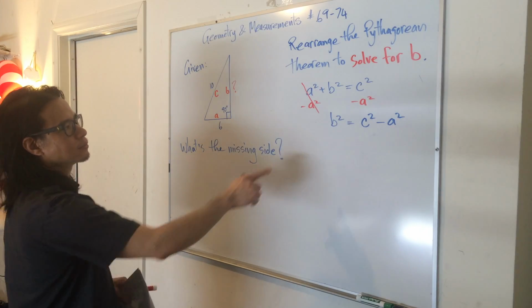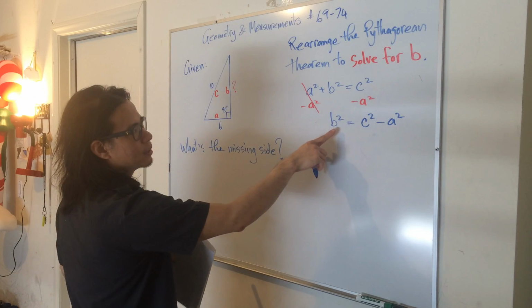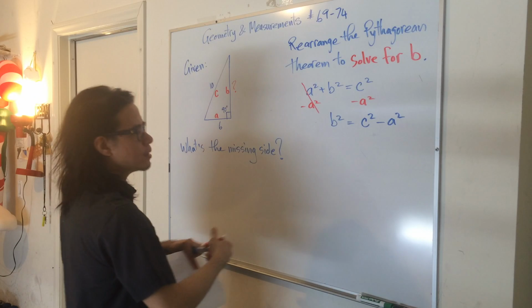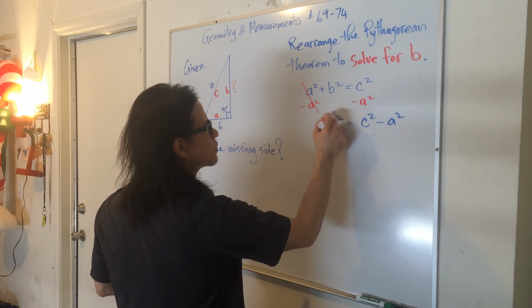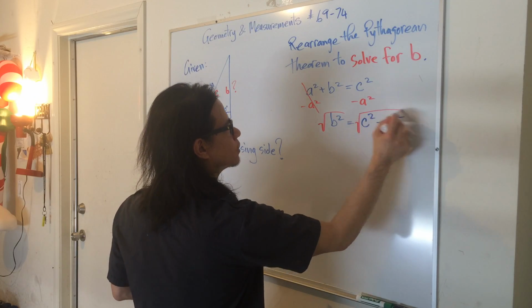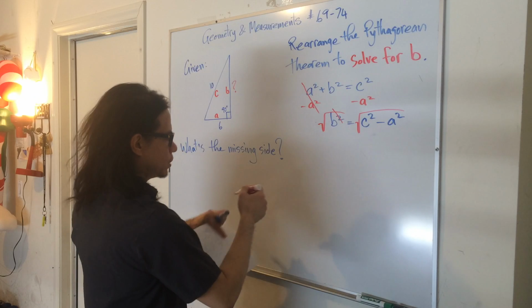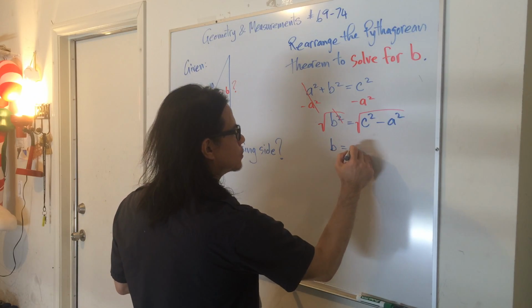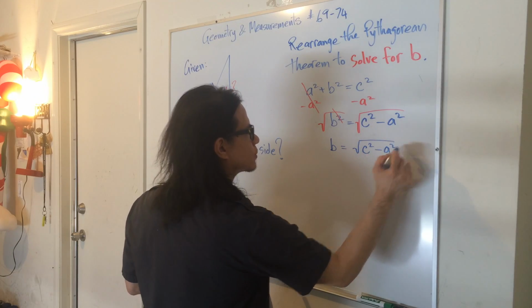Okay. So keep in mind that our goal is to get B by itself. So let's get rid of the little 2 up top here. What is the opposite of squared? That's right, square root. Both sides. This will cancel out the little 2. We have B is equal to the square root of C squared minus A squared.